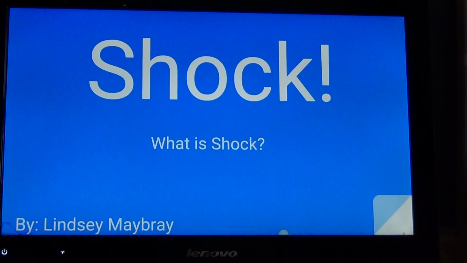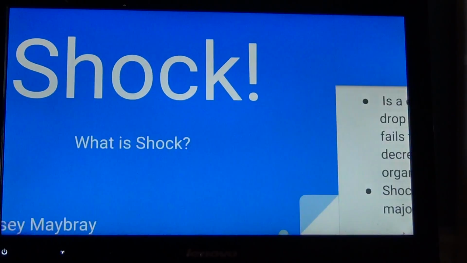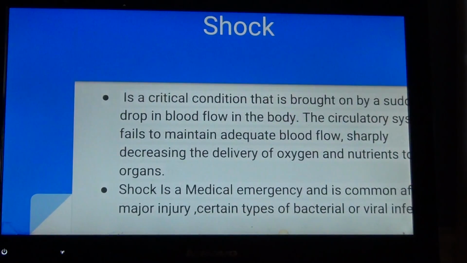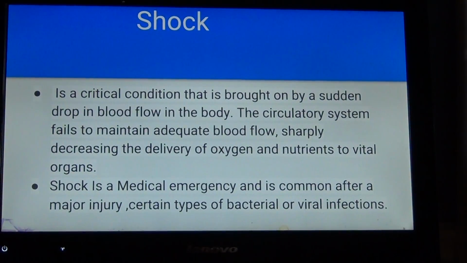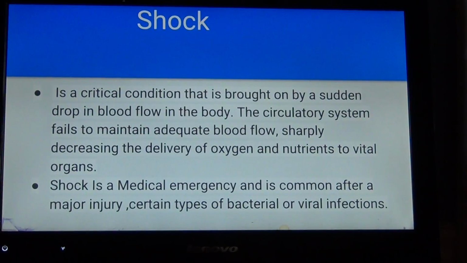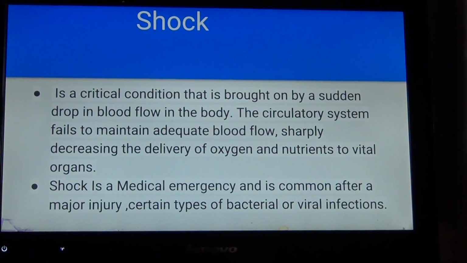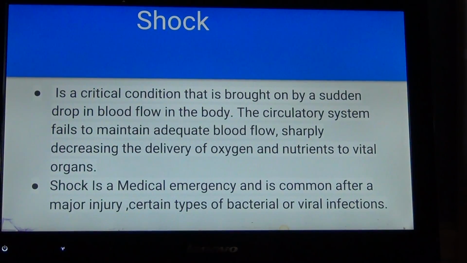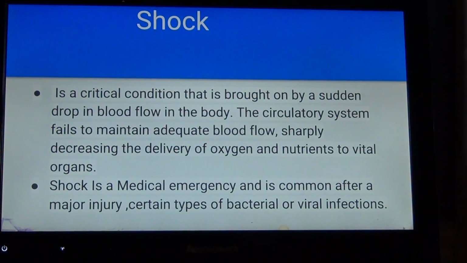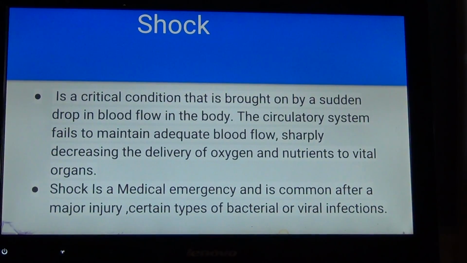What is shock? Shock is a critical condition that is brought on by a sudden drop in the blood flow in the body. The circulatory system fails to maintain adequate blood flow, sharply decreasing the delivery of oxygen and nutrients to the vital organs. Shock is a medical emergency and is common after a major injury and certain types of bacterial or viral infections.